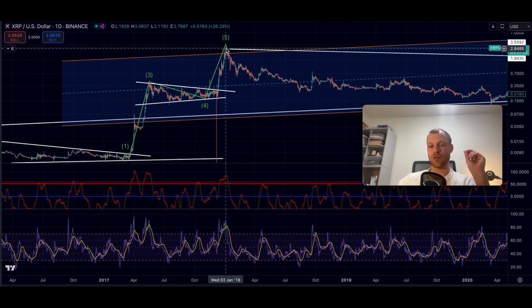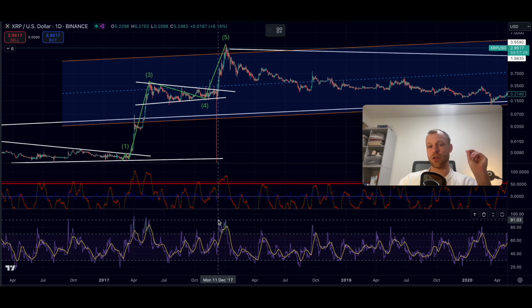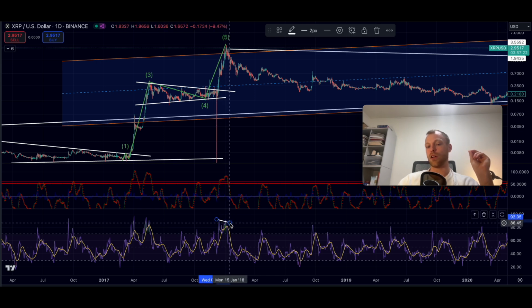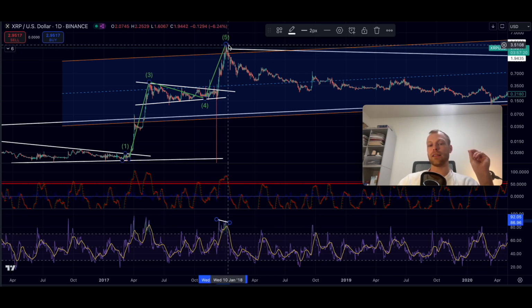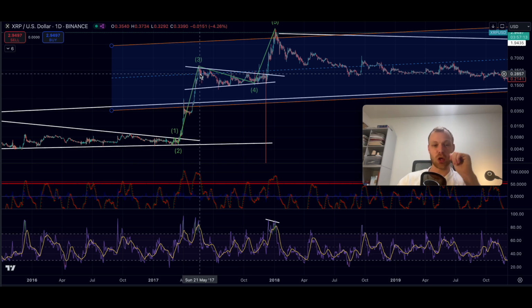Okay, so if you look at this structure, we can also see, for example, at the end of the fifth wave, if we look at the relative strength index, we have a bearish divergence. So we have a high right here, then we come in with a higher high, and then we do that with a lower high on the momentum indicator, and that marked the end of the fifth wave.